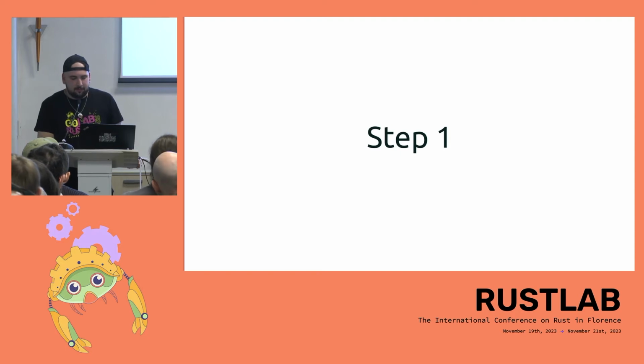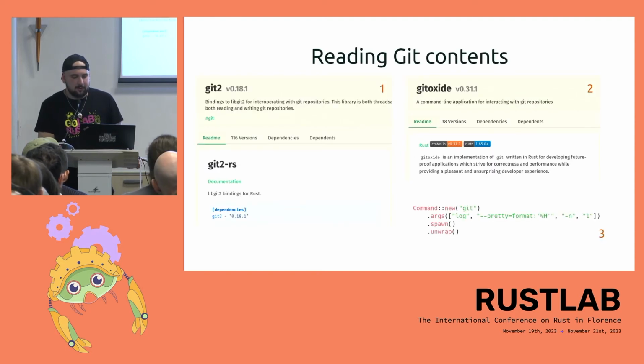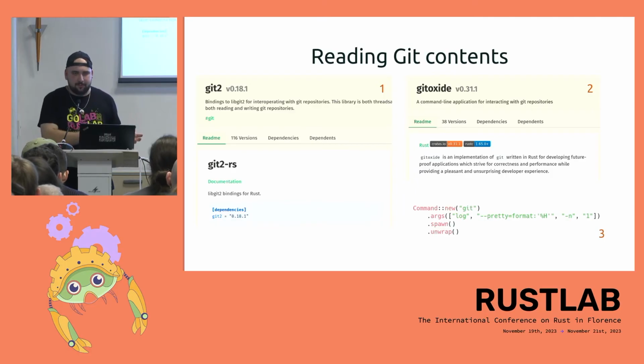Today there are a couple of options that we can choose to do this. First one is Git2, which is bindings to libgit2. It's basically like a Git library, and Git2 RS is just bindings to it. So you need to have libgit2 installed on your system to use this library, which is not great.